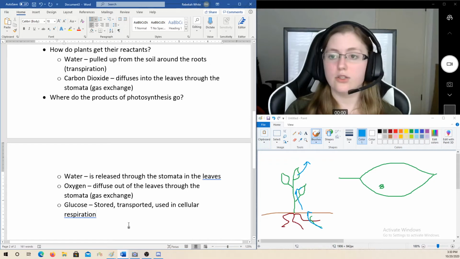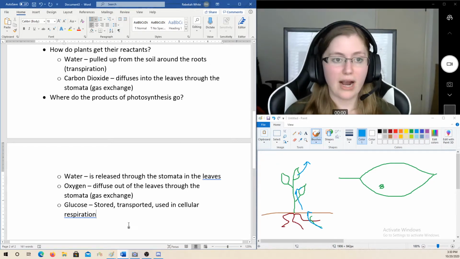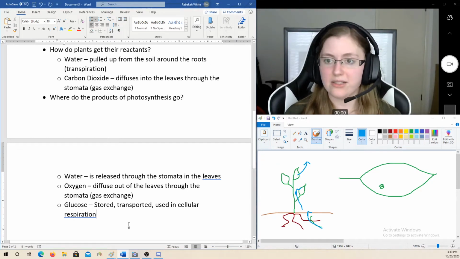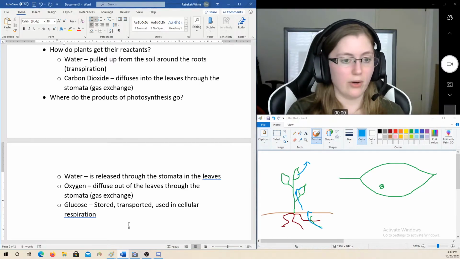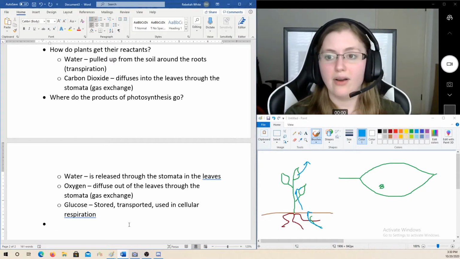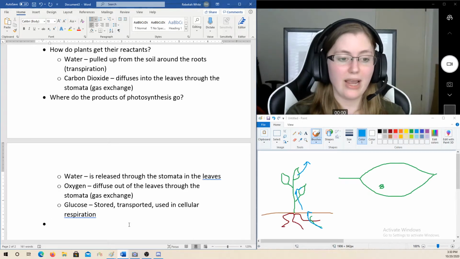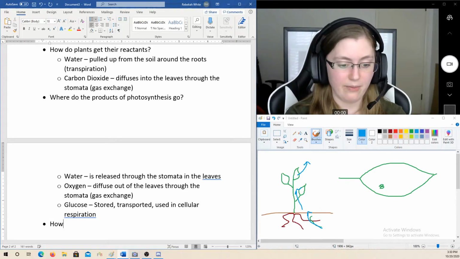Okay, so now we know what's going on. We know practically where these things are coming from and going. We know all the components of the reaction. So let's talk about how we can measure these things. How can we actually measure photosynthetic activity?